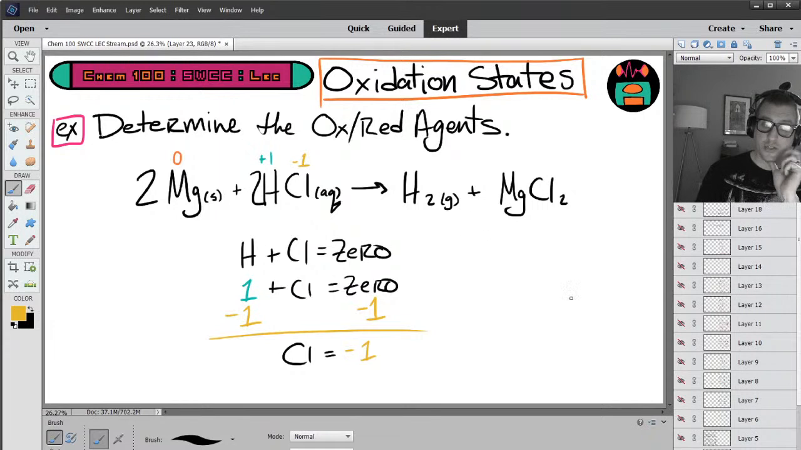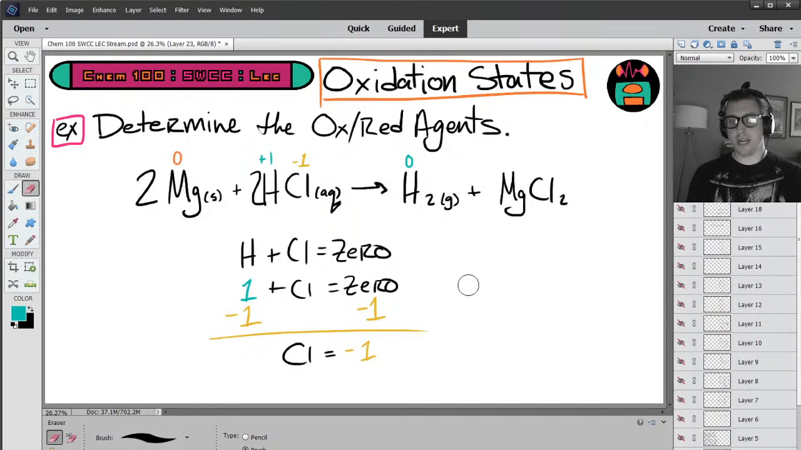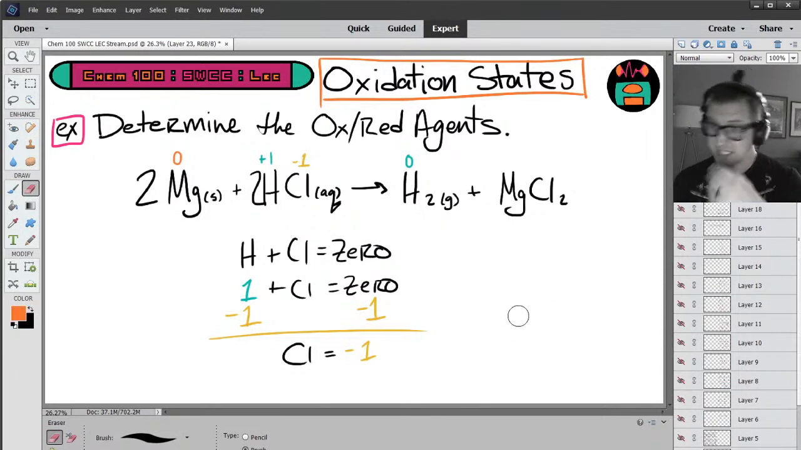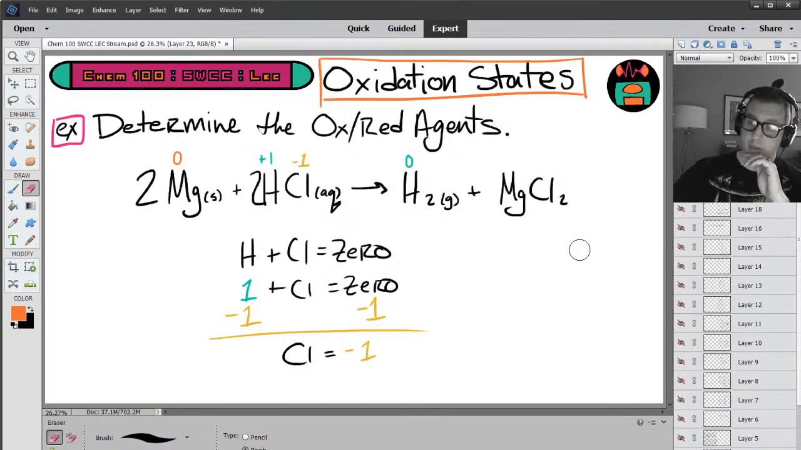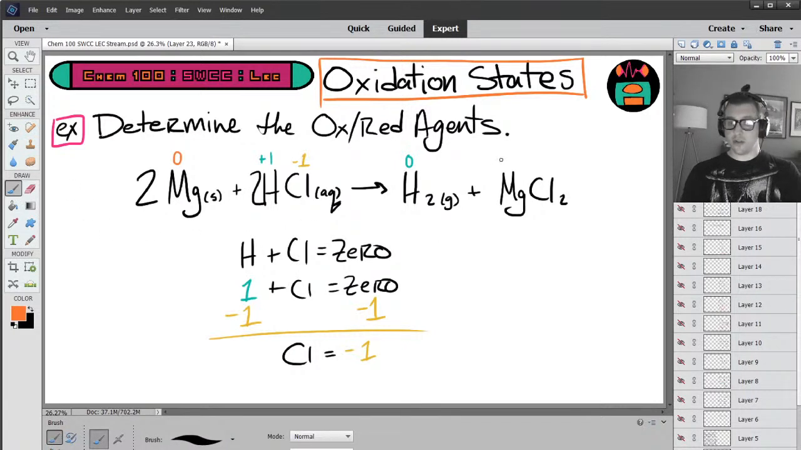All right, now hydrogen on the product side is a 0. Magnesium is in magnesium chloride. Here it is, rule number 3 is going to help us out. It is a metal and in the second column of the periodic table, so its regular ionic charge is positive 2.